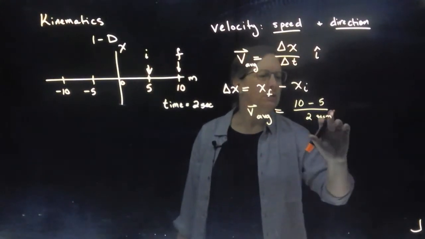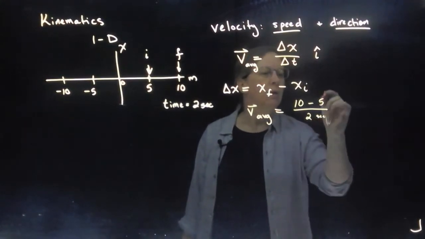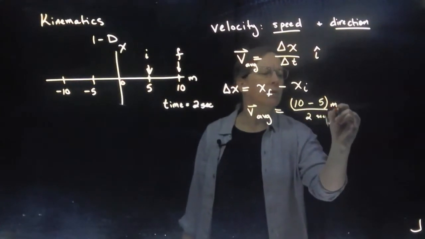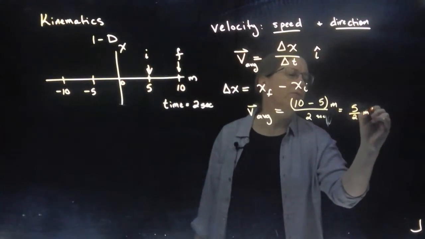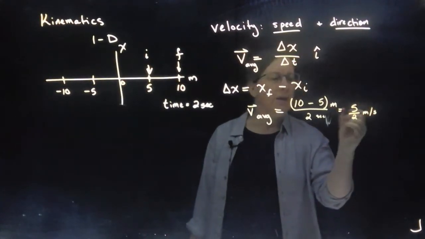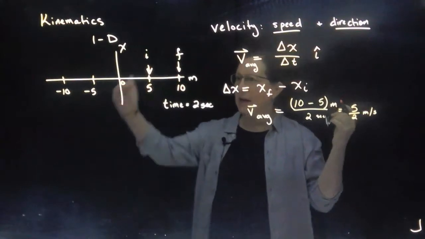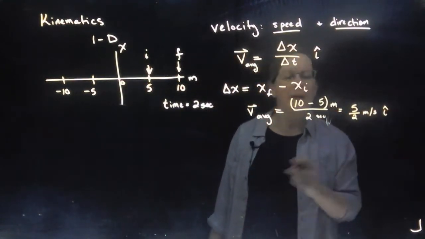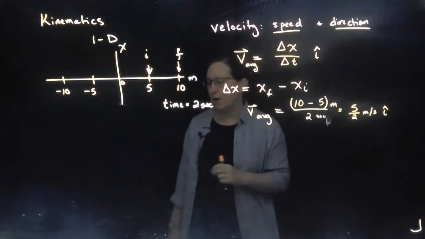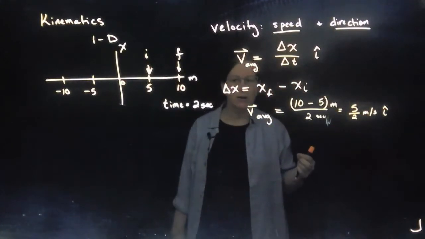And this is meters. So this would be 5 over 2, or 2.5 meters per second. And then this would all be in the x direction, in the positive x direction. So this would be in the i hat direction. That's the way we signify the positive x direction.